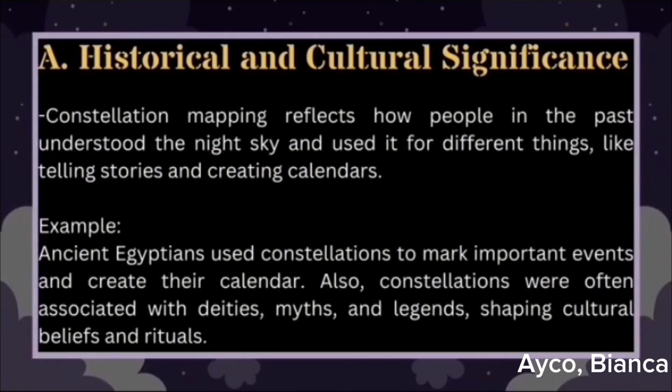In historical and cultural significance, constellation mapping reflects how people in the past understood the night sky and used it for different things, like telling stories and creating calendars. An example of this is the ancient Egyptians carved star maps into tombs, indicating their significance and importance. The constellation of Orion was linked to Osiris, the god of the afterlife, which is commonly found at burial sites.